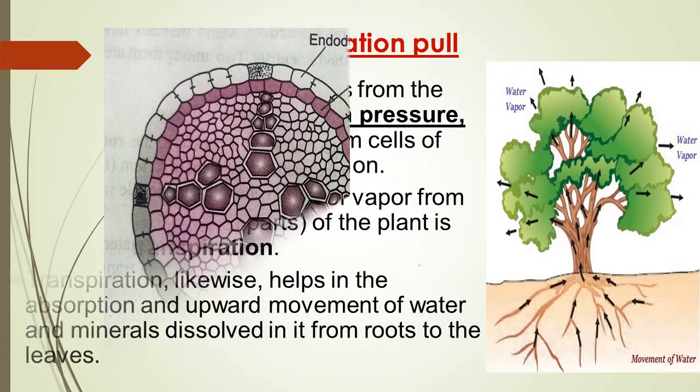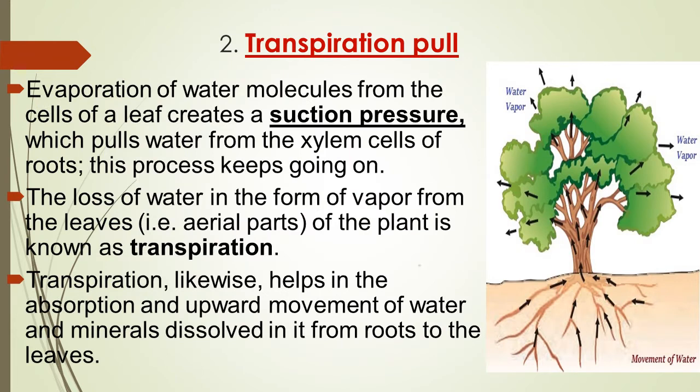For transportation of water in tall plants, there is another theory, that is transpiration pull. According to this theory, the main force responsible for upward movement of water is transpiration pull generated in the leaves, which pulls the water column filled in xylem tracheids and vessels.